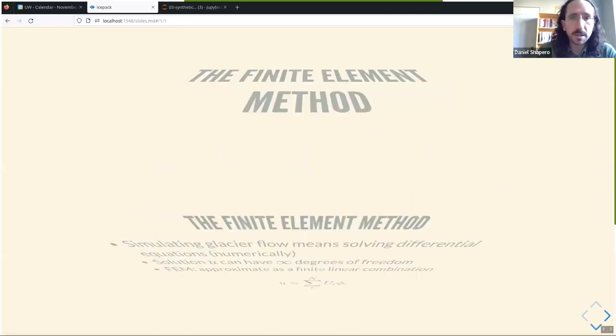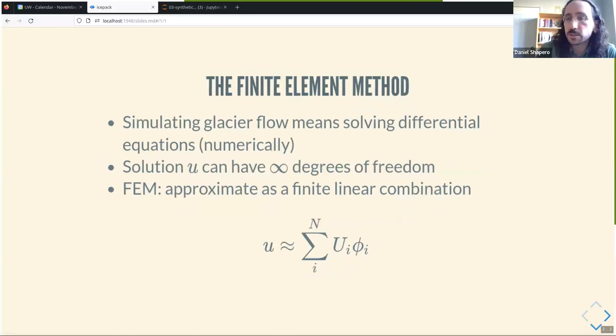Okay, so the finite element method, very briefly. Simulating glacier flow means solving some big, nasty partial differential equations numerically, but a solution of a partial differential equation can have infinitely many degrees of freedom, and the finite element method is a way to approximate something that has infinitely many degrees of freedom with only finitely many. So we express the solution u of the differential equation we're looking for as a finite linear combination of a set of basis functions phi_i that we choose in some judicious way. And then we need to come up with some way to choose the coefficients. And the finite element method is one way of doing that. There are also collocation methods and spectral methods and all sorts of other things, the details of which mostly won't matter for the rest of this.